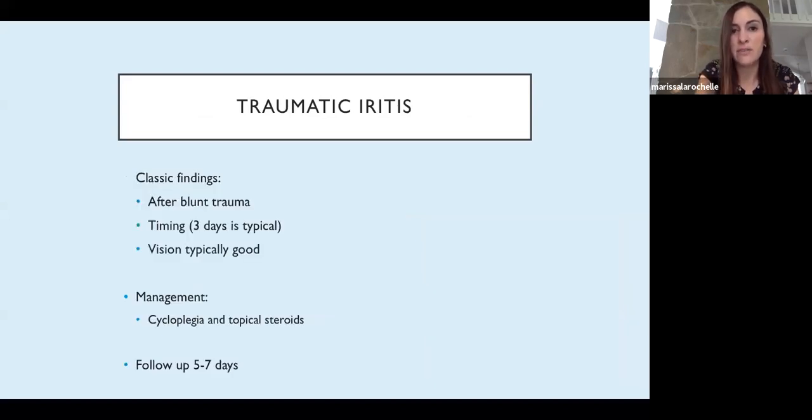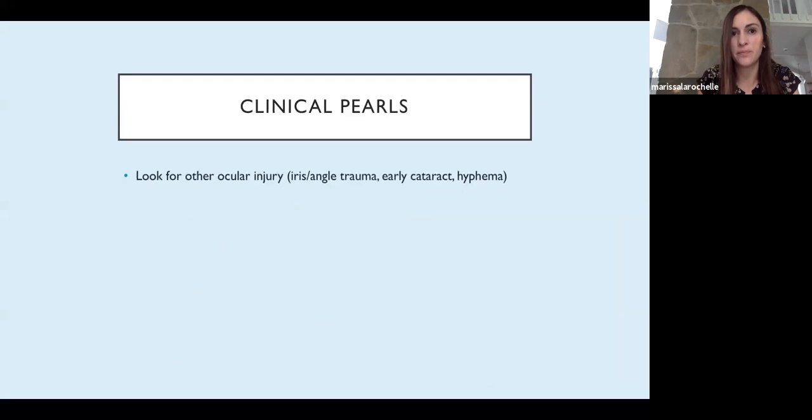So classic findings for traumatic iritis: it's due to blunt trauma, typically 2 to 7 days after the injury. Vision is good unless there's other damage to the eye. And then we treat with cycloplegia and topical steroids. And I'd follow within a week. The clinical pearl for this one is looking for any other ocular damage. The timing, so if they said they were hit in the eye a month ago and only developed symptoms yesterday, probably not from the trauma.